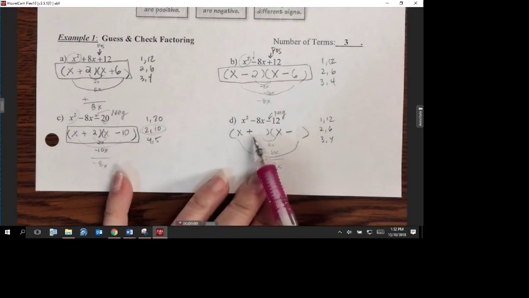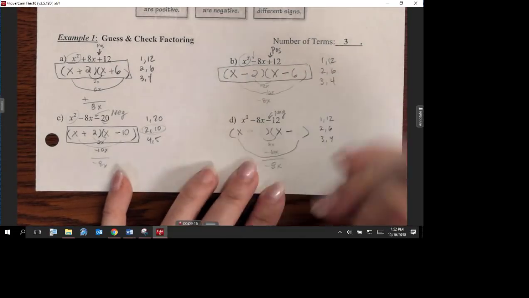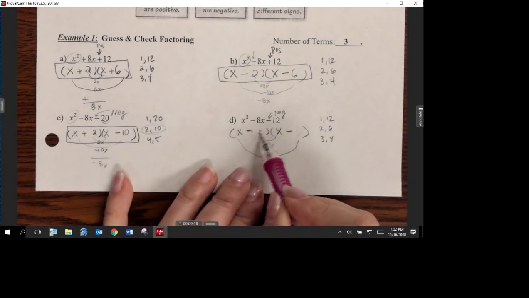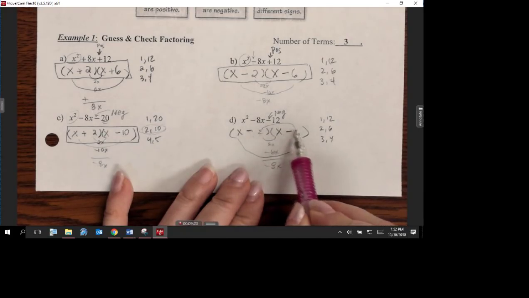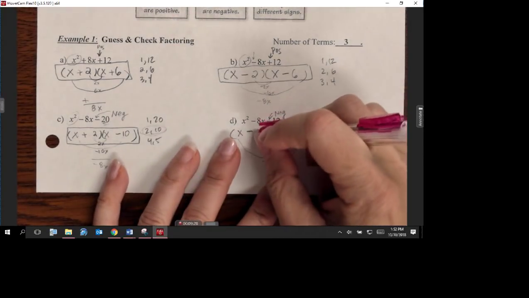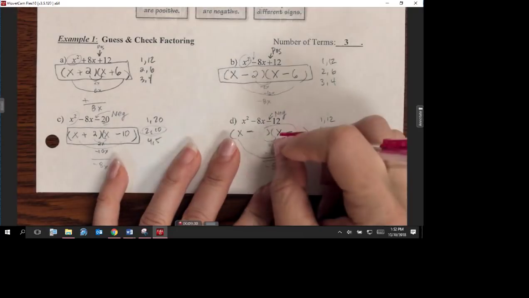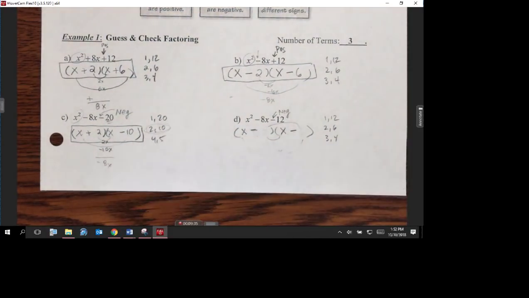Can I make them both minuses? Why not? Well, if they were the same, whatever numbers, like if I put 2 and 6 in here, what would happen when I multiply my last terms together to get negative 12? It would be positive 12, so that can't happen. What's going on? Am I playing tricks on you?